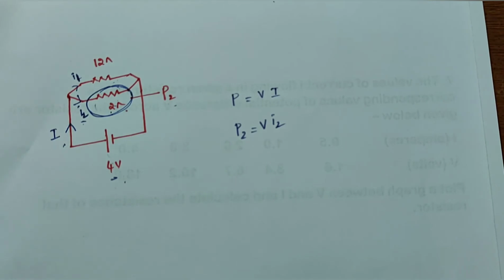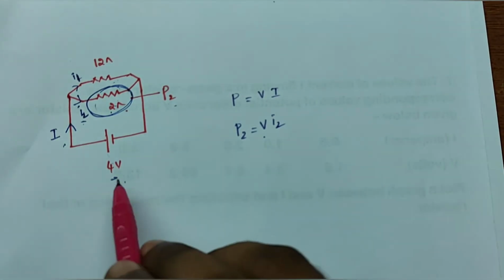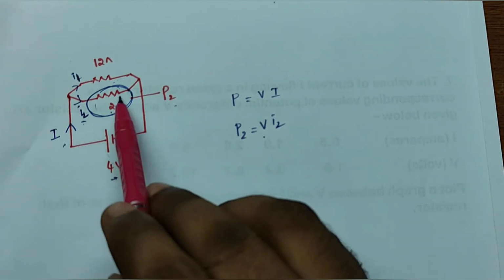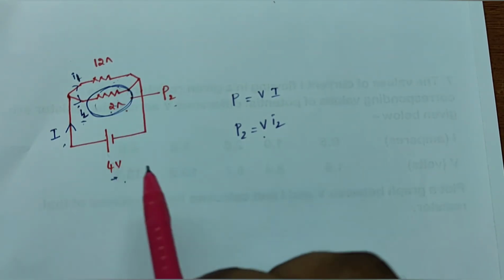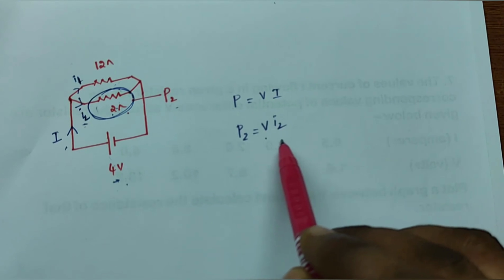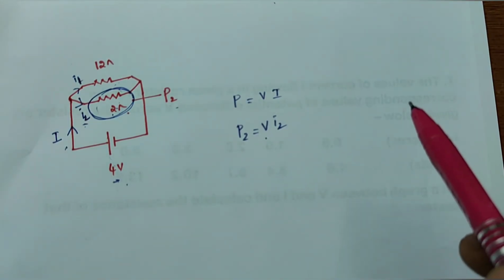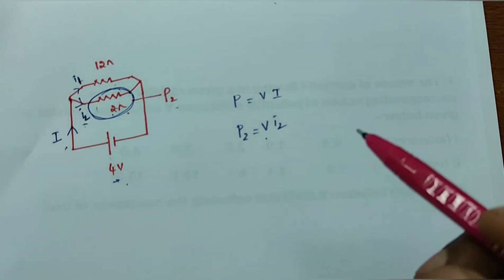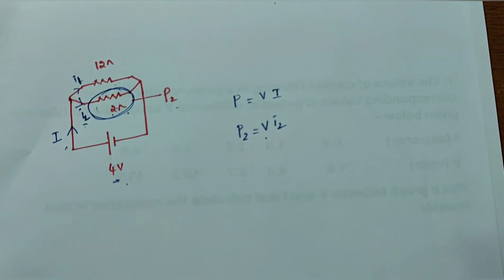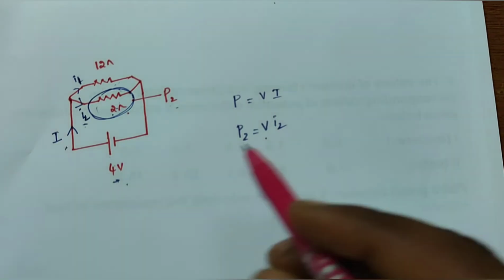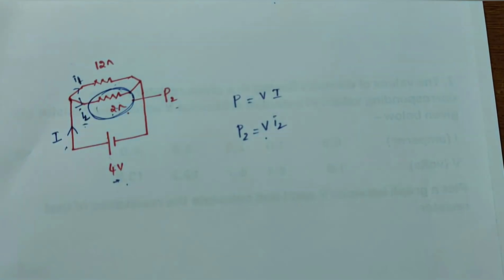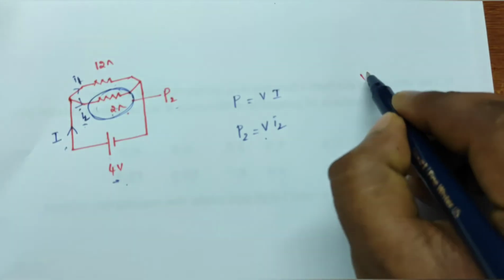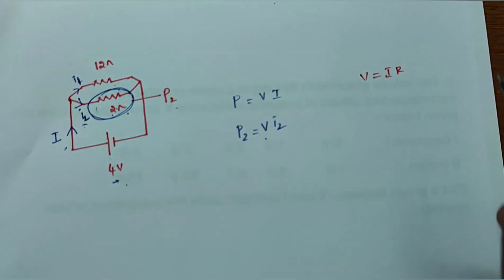In this, what we know and what we don't know: we know the voltage, 4 volts, because in parallel voltage is constant. Do you know I2? No, I don't know I2. So how to find this I2 with what we already know? Simple. Apply Ohm's law. What is Ohm's law? V is equal to IR is the formula.